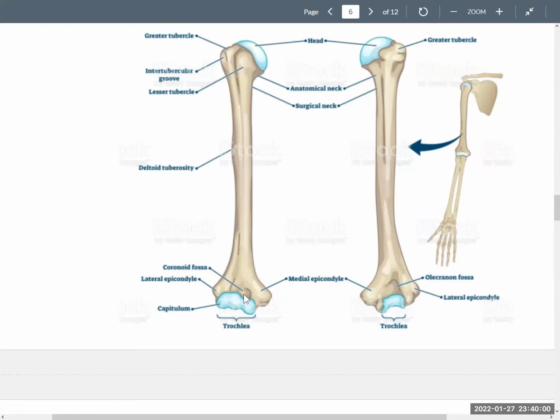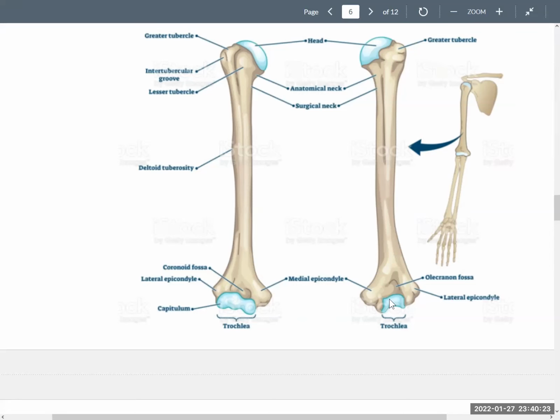So the coronoid fossa versus the radial fossa. Coronoid fossa is towards the heart. Coronoid towards the heart. Sort of the trick we had to play with the coronoid process of the mandible. Turn this around.